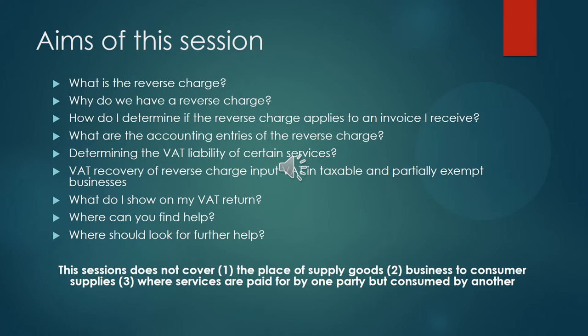So what do I look out for from invoices from overseas? What does AP have to look out for? Does AR have to do anything? What are the debits and the credits? And what are the impacts for a partially exempt business? So really practical stuff, which hopefully once you've completed this session, you should be able to take it, watch it again, and flow through your own examples.